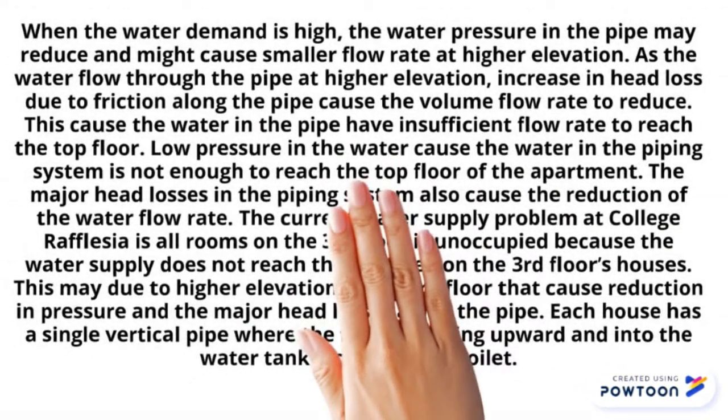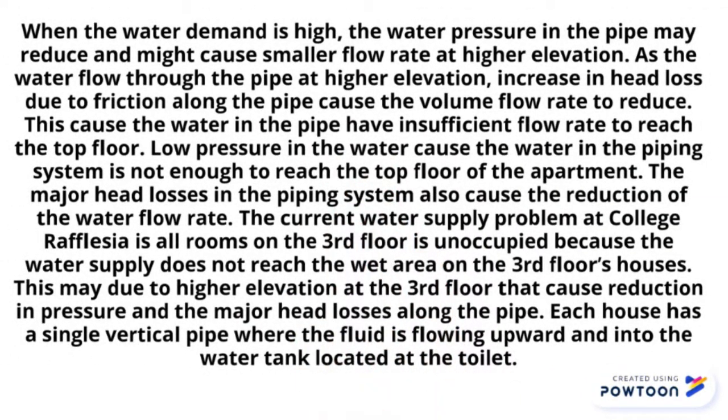When the water demand is high, the water pressure in the pipe may reduce and might cause a smaller flow rate at higher elevation. As the water flows through the pipe at higher elevation, the increase in head loss due to friction along the pipe causes the volume flow rate to reduce. This causes the water in the pipe to have insufficient flow rate to reach the top floor. Low pressure in the water causes the water in the piping system to not be enough to reach the top floor of the apartment. The major head losses in the piping system also cause the reduction of the water flow rate.